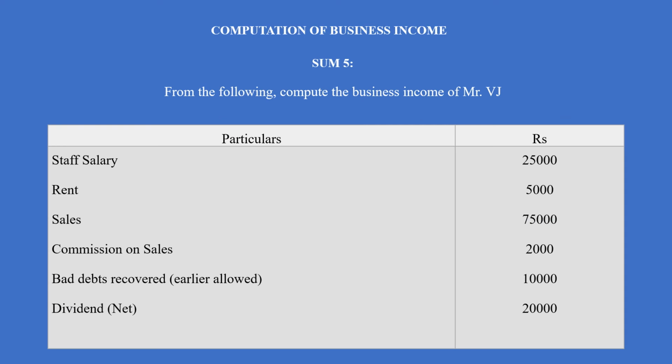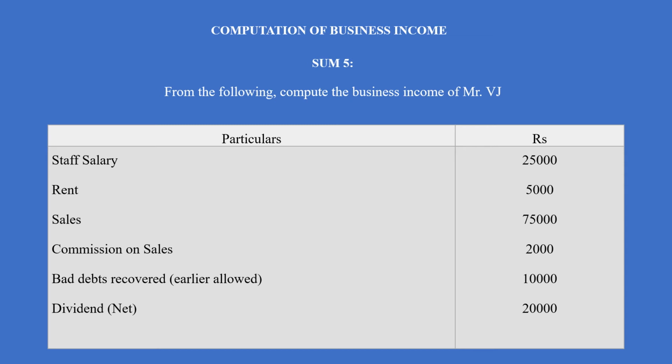Okay, now we are going to calculate the computation of business income. So apart from the deductions and all that, how are we going to see the business income of the full-fledged sums? We are going to start off now. So this is a very simple sum to understand. From the following, compute the business income of Mr. VJ. So the items given are staff salary, rent, sales, commission on sales, bad debts recovered, dividend.